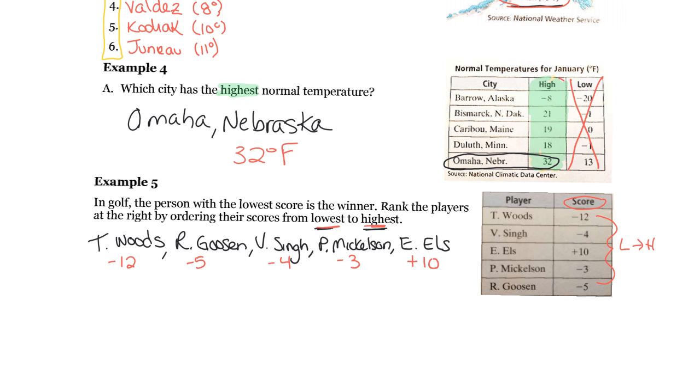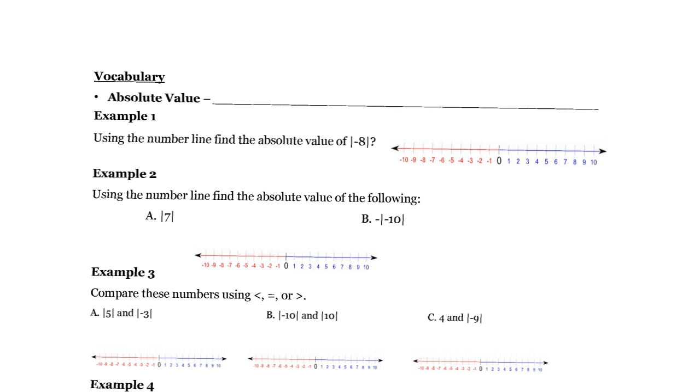Okay, so let's go to the next page. On this page, we're going to be talking about absolute value. So let's first do a definition. The absolute value is the distance a number is from 0.